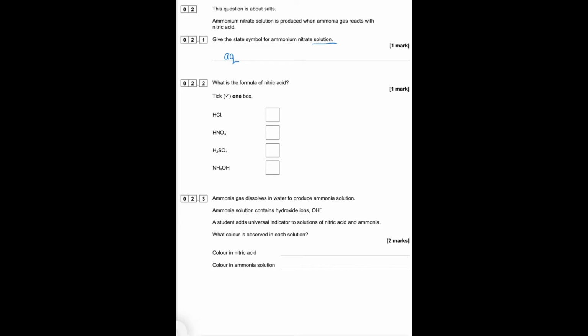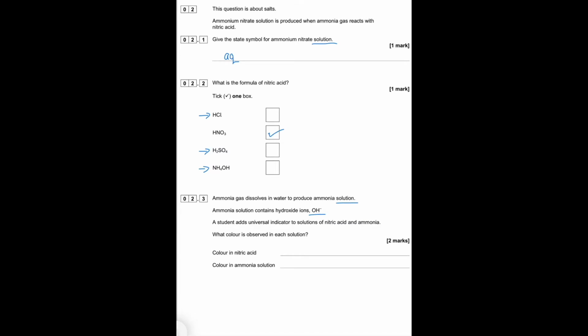What is the formula of nitric acid? Now, if we look at each of these, the first one is hydrochloric acid, the second one is nitric acid, this third one is sulfuric acid, and this last one here is ammonium hydroxide. Ammonia gas dissolves in water to produce ammonium solution. Ammonium solution contains hydroxide ions, which are OH minus ions.